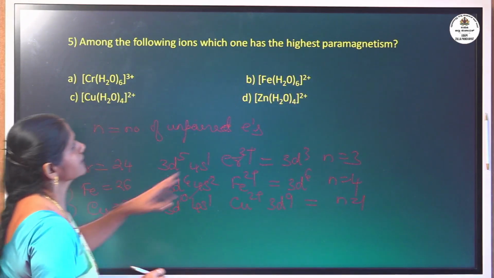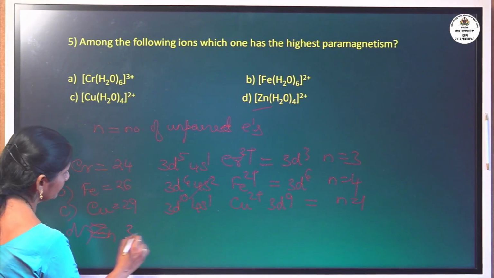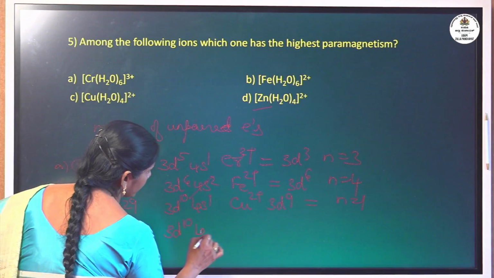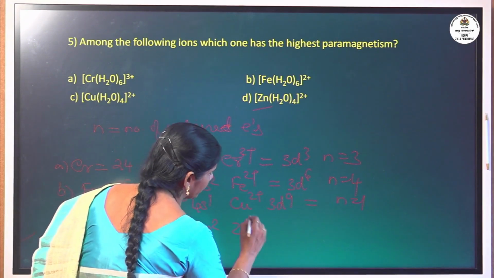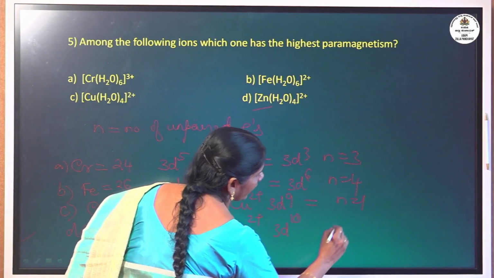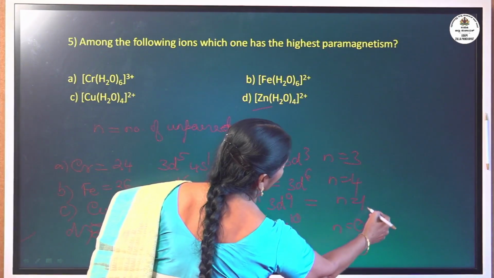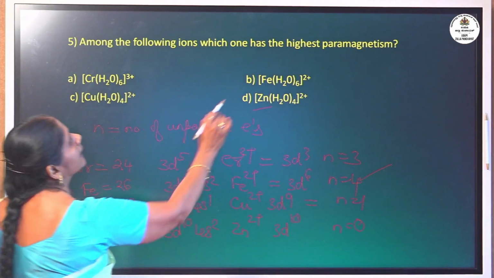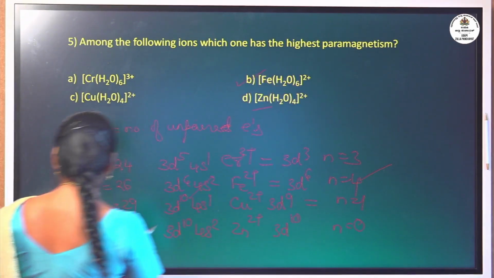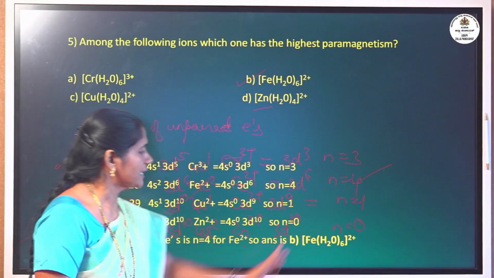And in the last case, if you consider zinc, zinc atomic number is 30. So it is 3d10 4s2, Zn2+ is therefore 3d10, number of unpaired electrons is 0. And if you compare these, 3, 4, 1 and 0, you can see in the second example, the highest number of unpaired electrons leads to highest paramagnetism. So the answer is B. The highest number of unpaired electrons, n equal to 4, is ferrous. Therefore, the answer is B in the choice.